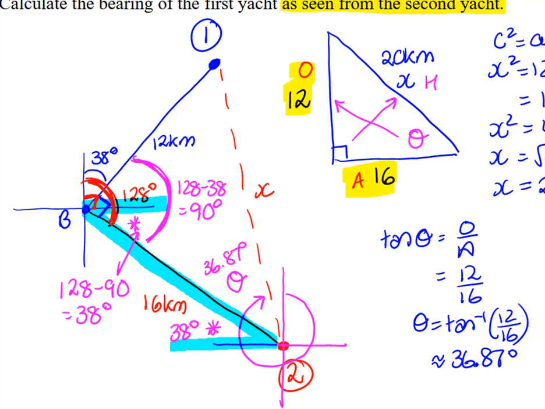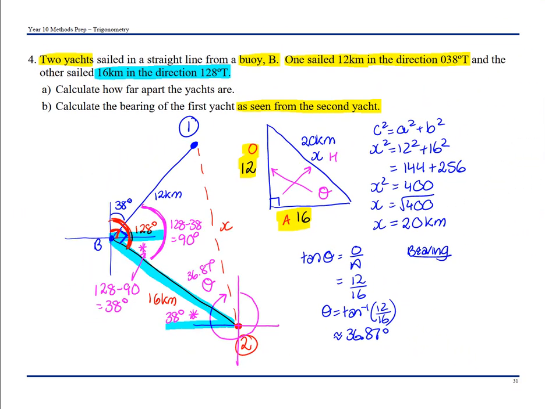So my bearing, we're going to have to go 270 degrees. So from here all the way around to there, plus the 38, plus the 36.87 degrees. And that is approximately 344.87 degrees. Okay, so this is definitely a complex question.